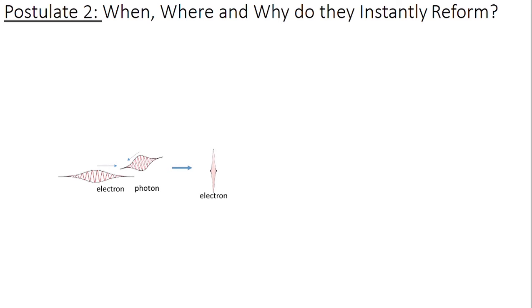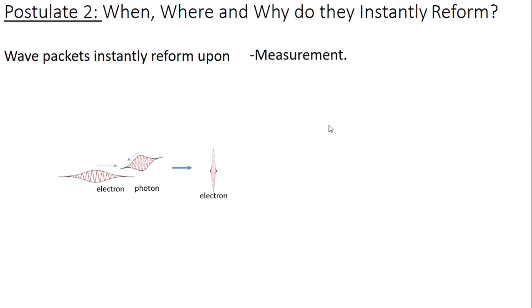So why does this instant reformation happen? Why does this collapse happen? Well, we don't know, but one thing we do know is that wave packets tend to instantly reform upon measurement, when we measure them. For the purposes of this presentation, I'm going to assume that they also instantly reform upon measurement-like conditions when humans aren't looking.